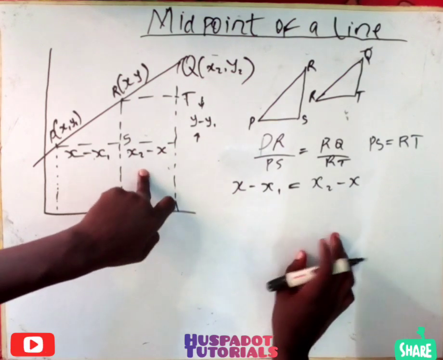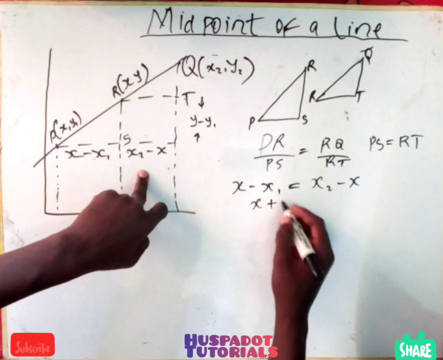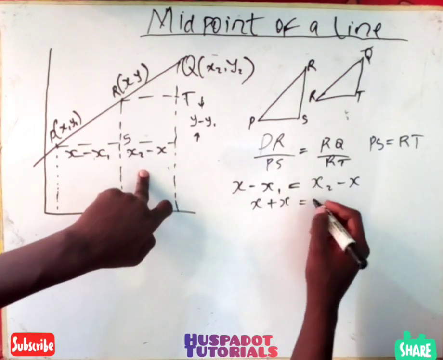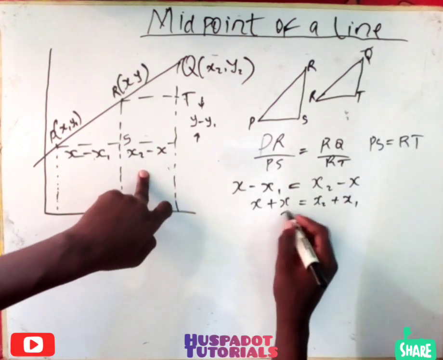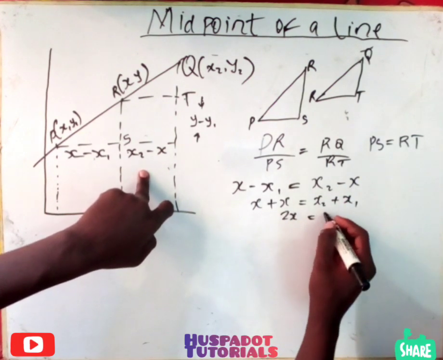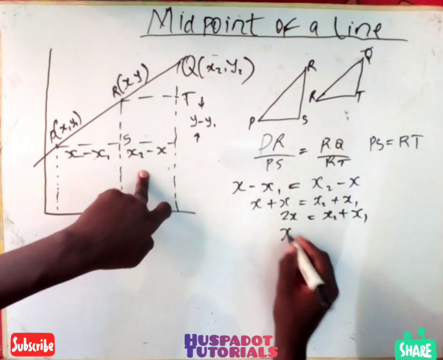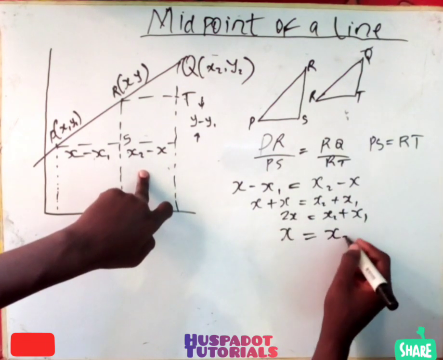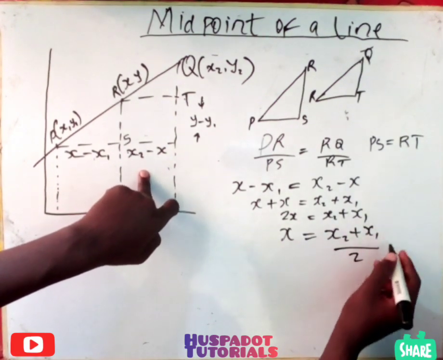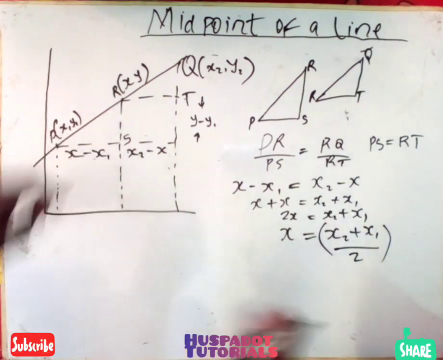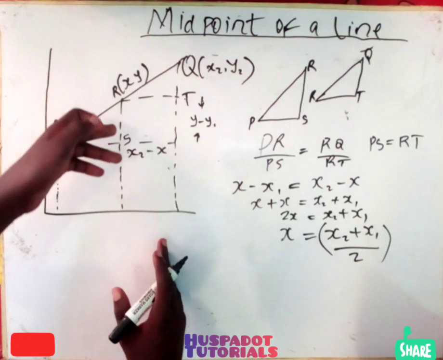And now you just bring like terms together. So x plus x will be equal to x2 plus x1. So now 2x will be equal to x2 plus x1. So your x now will be x2 plus x1 all over 2. This is the coordinate of the x part of the midpoint of the line.